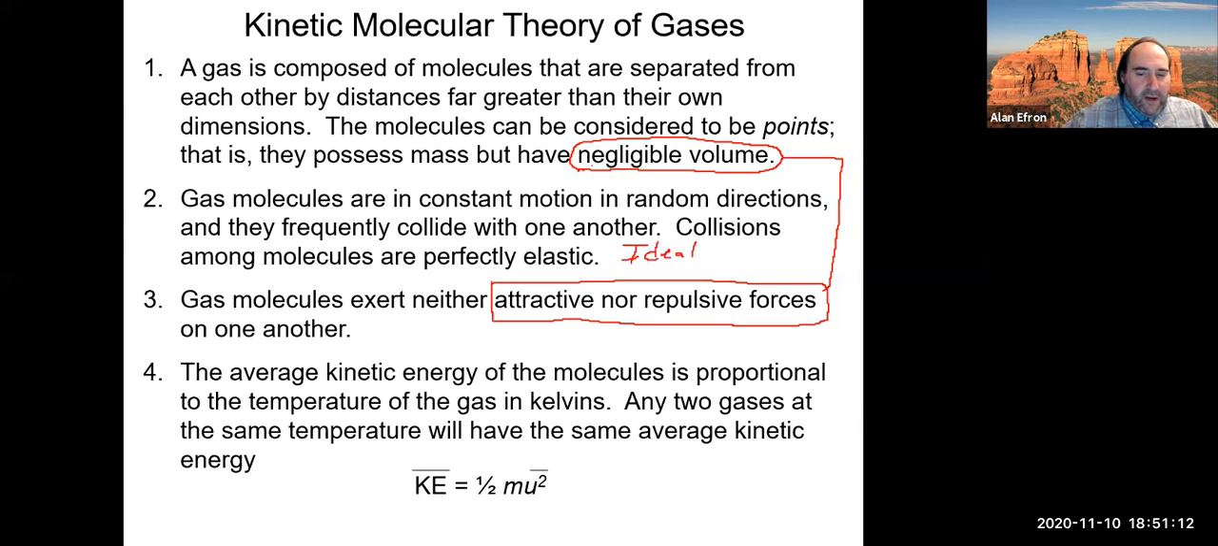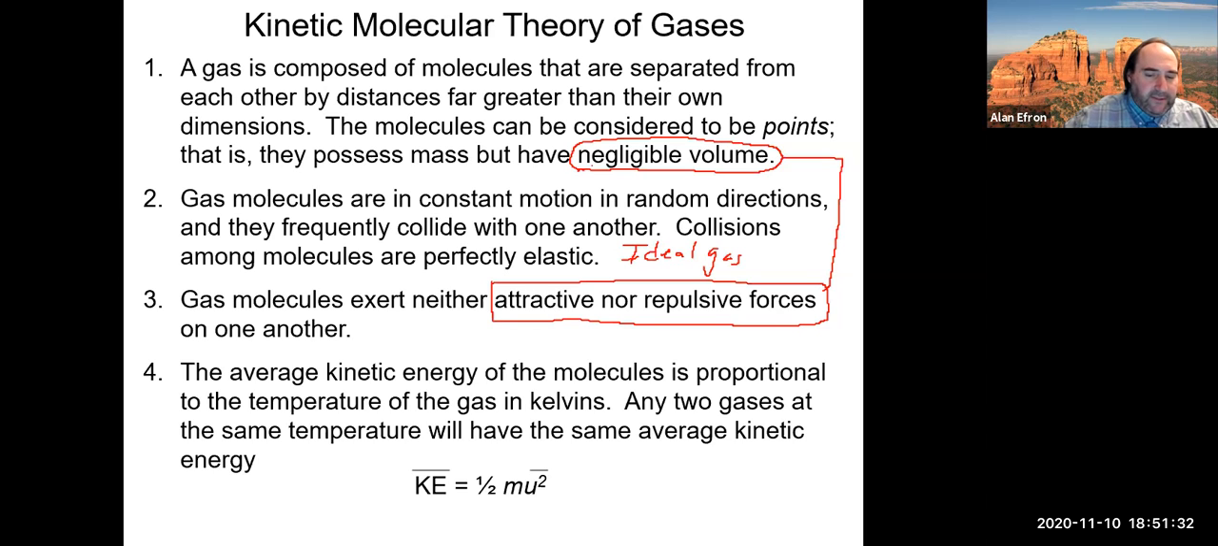That is also why, in a situation where we had, for example, helium and neon in the same container, we could essentially assume that they were in there by themselves and weren't really interacting with one another. And that's because we assume this sort of ideal behavior.